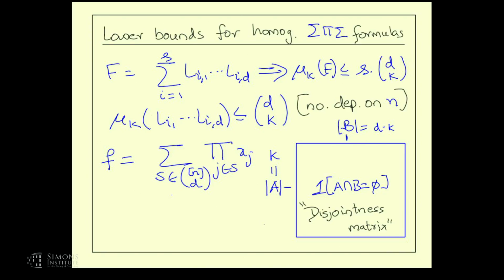This matrix actually appears quite a bit in combinatorics and also theory CS and other places. It's called the disjointness matrix, and the rank of this matrix has been investigated by a lot of people, and it's known that, for example, if you're working over characteristic 0 and k is suitably related to d, then this matrix is indeed full rank. So you can just plug this fact in and derive your lower bound. Any questions at all about sigma pi sigma lower bounds?